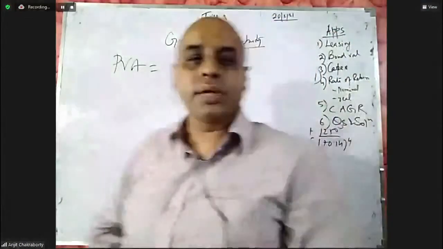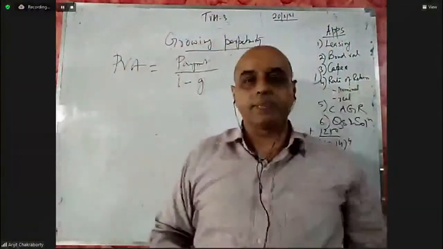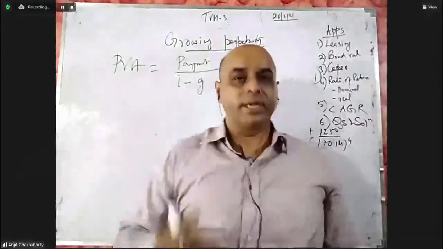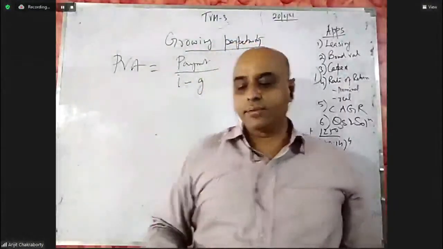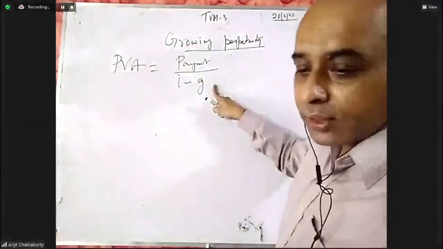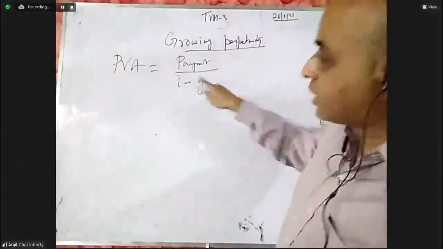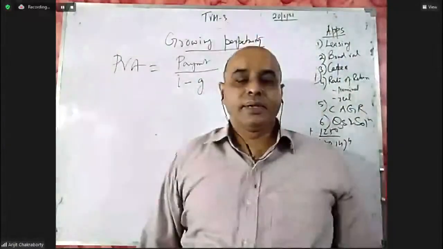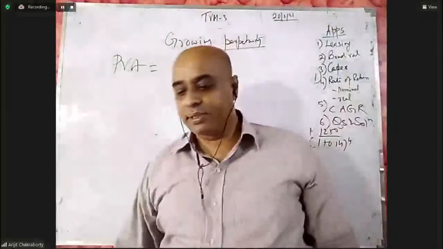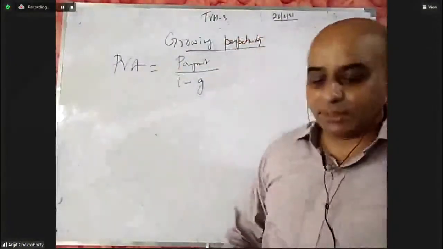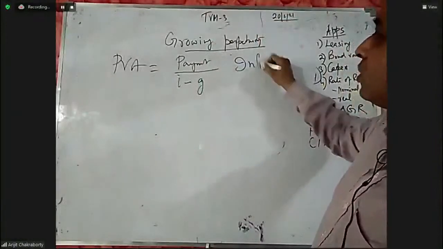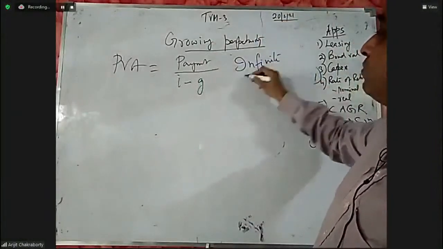Now you have not done APGP. I think it will be taken up later. So this is nothing but an infinite geometric progression, infinite GP series, and therefore the growth rate G is always less than the interest rate. If the growth rate is more than the interest rate, it will not be an infinite GP series. Therefore, always remember, this formula is derived from an infinite GP series.